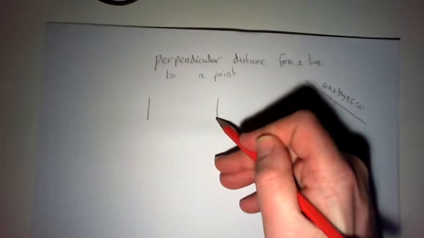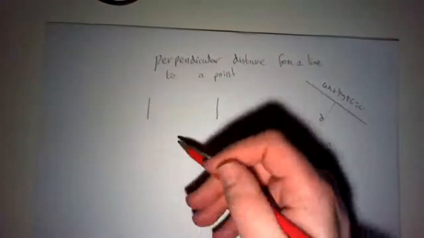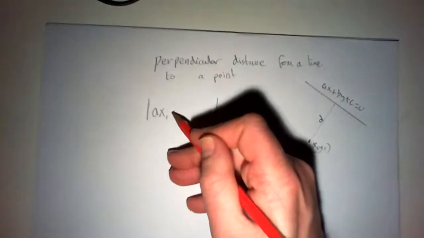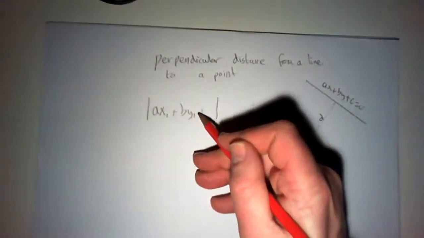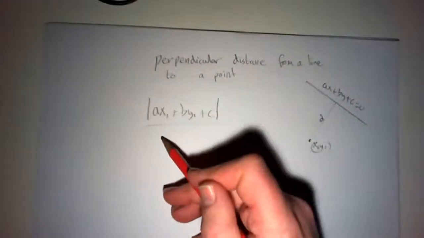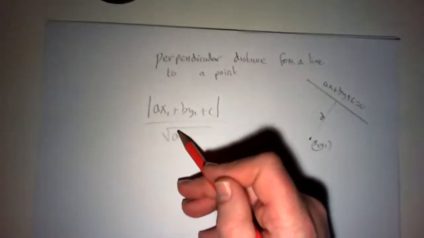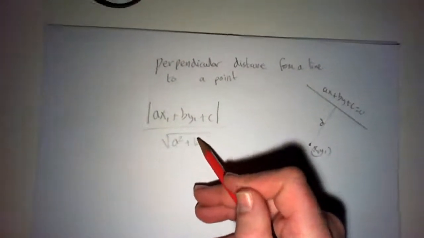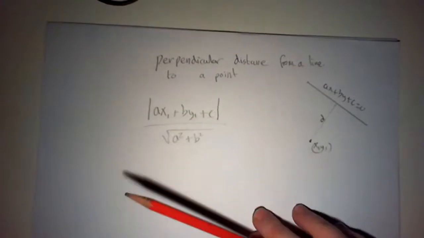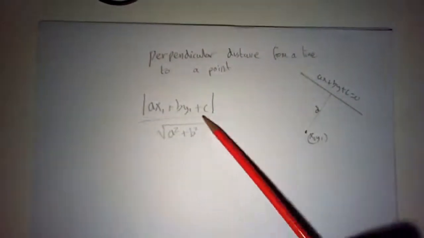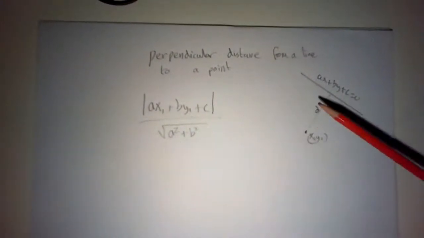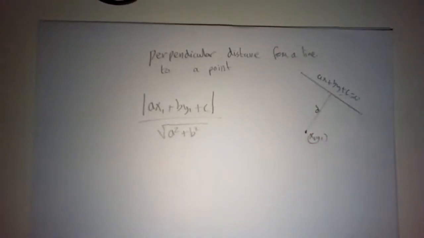It's the absolute value. So you've seen this being used before, of a times x1 plus b times y1 plus c over, this is the important bit, the square root of a squared plus b squared. Now, the first thing you're probably noticing is this is going to be a positive answer. Of course it is, because we're looking for distance, and distance always has to be positive. So that's the main premise of this one.